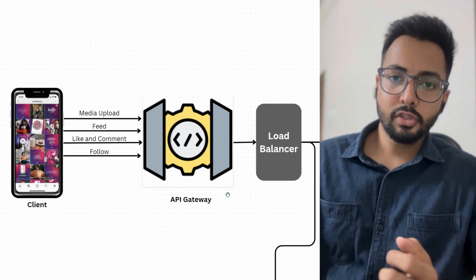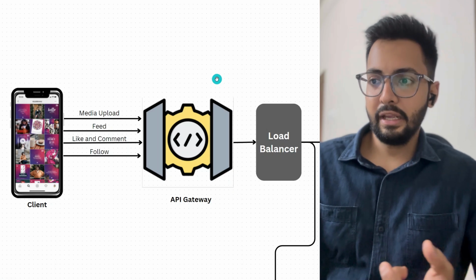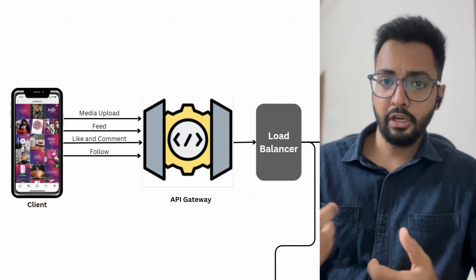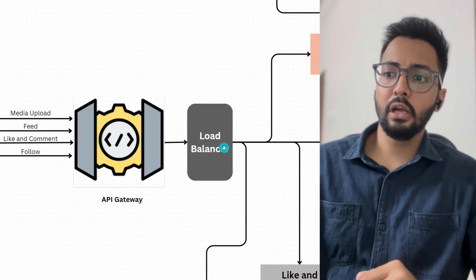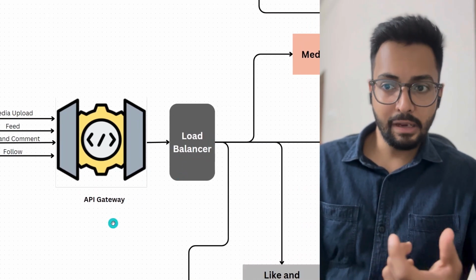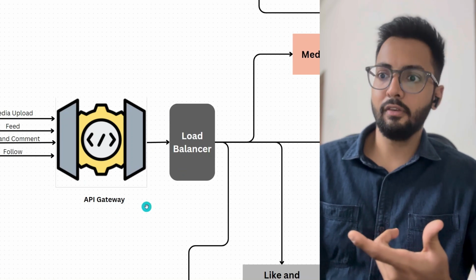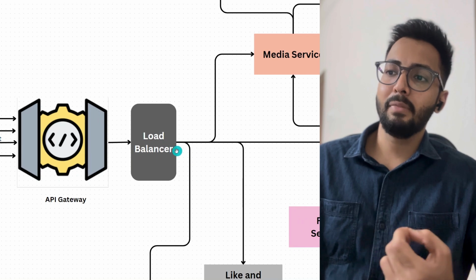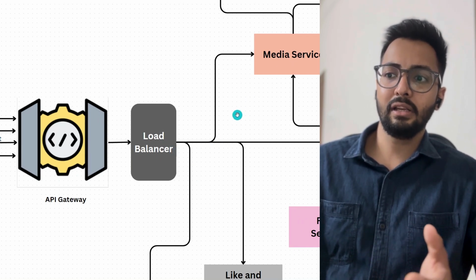API gateway also manages rate limiting, load balancing, event logging, and so on. It even monitors. Here I have shown the load balancer. Even load balancing is being managed by the API gateway. What the load balancer will do here is manage the loads of multiple servers.